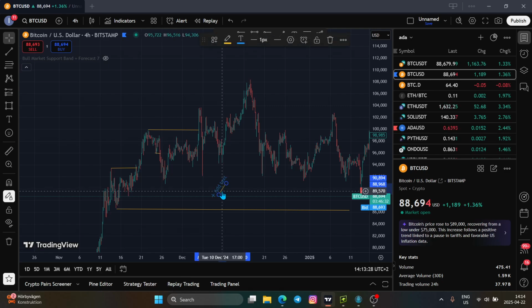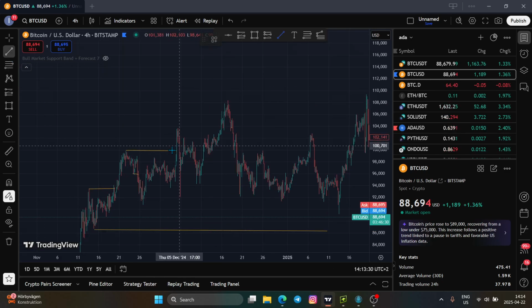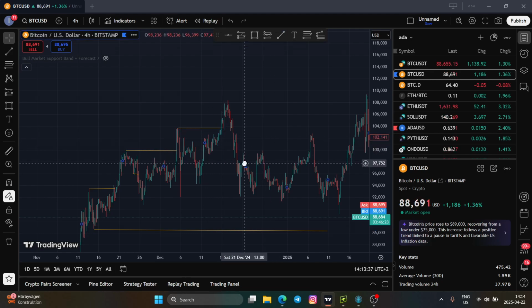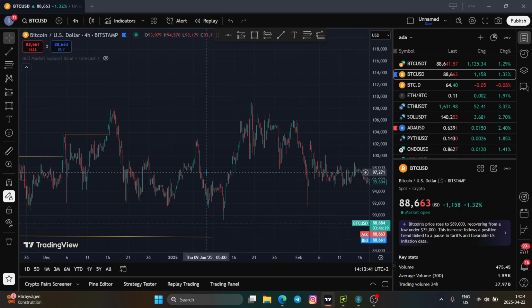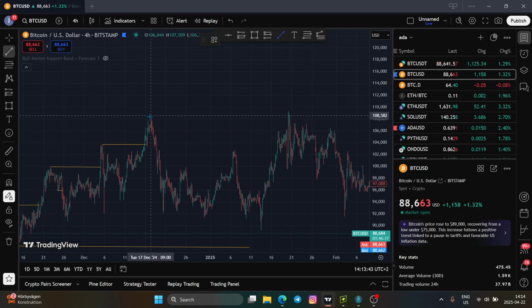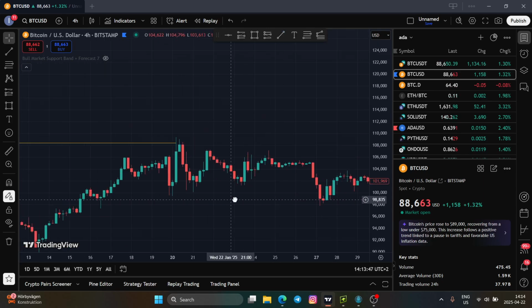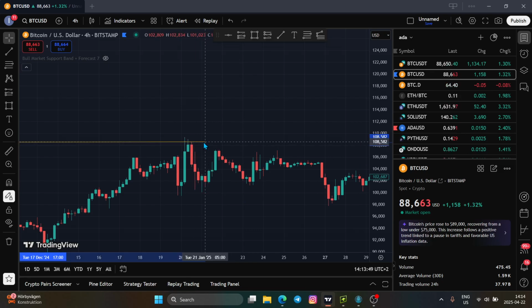Sorry, let me take it off. And this high is broken and made a new high, and this high was broken and made a new high here. And then in 4 hours, we need to see if this high is broken, or is it just a wick. So as you can see, it's just a wick.